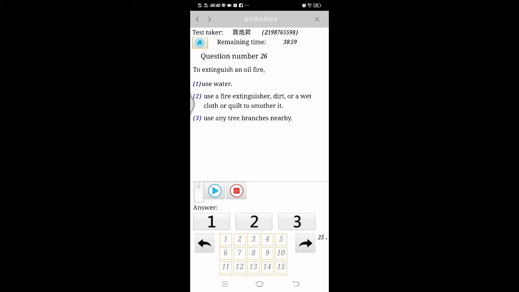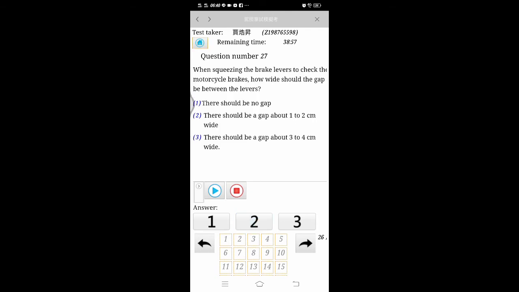Use a fire extinguisher. When squeezing the brake levers to check the motorcycle brakes, how wide should the gap be between the two levers? 1. There should be no gap. 2. There should be a gap about 1 to 2 centimeters wide.